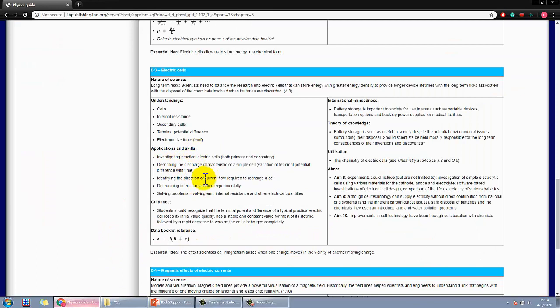Okay, so the next thing is describing the discharging characteristic, which we will talk about later on. The direction required to charge a cell, yes, that's exactly what we did. And finding out the internal resistance experimentally, which is the previous part 2 experiment, part 2 video I should say.